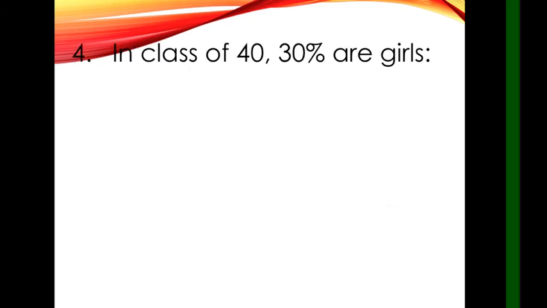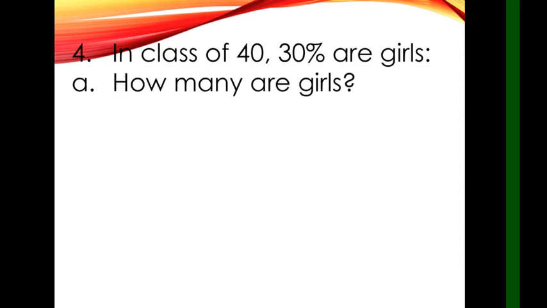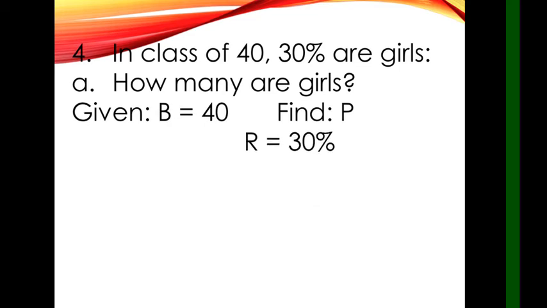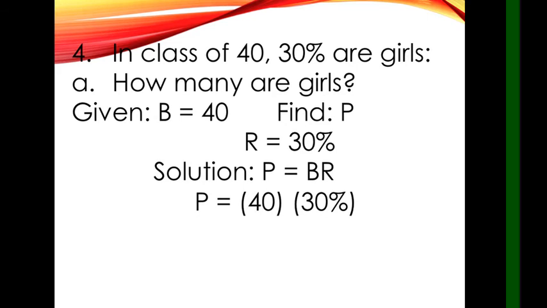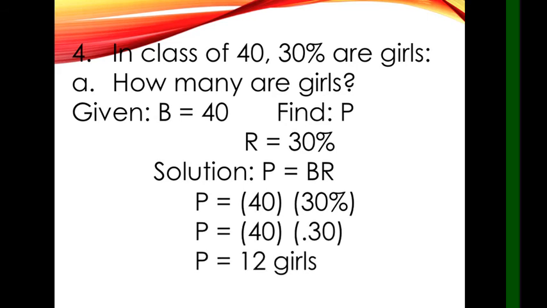Number 4. In a class of 40, 30% are girls. First question, how many are girls? If there are 30%, B is equal to 40 and R equals 30% or 0.30. Multiply the two. You will have 40 times 0.30 and you will get 12. So in a class of 40, we have 12 girls.